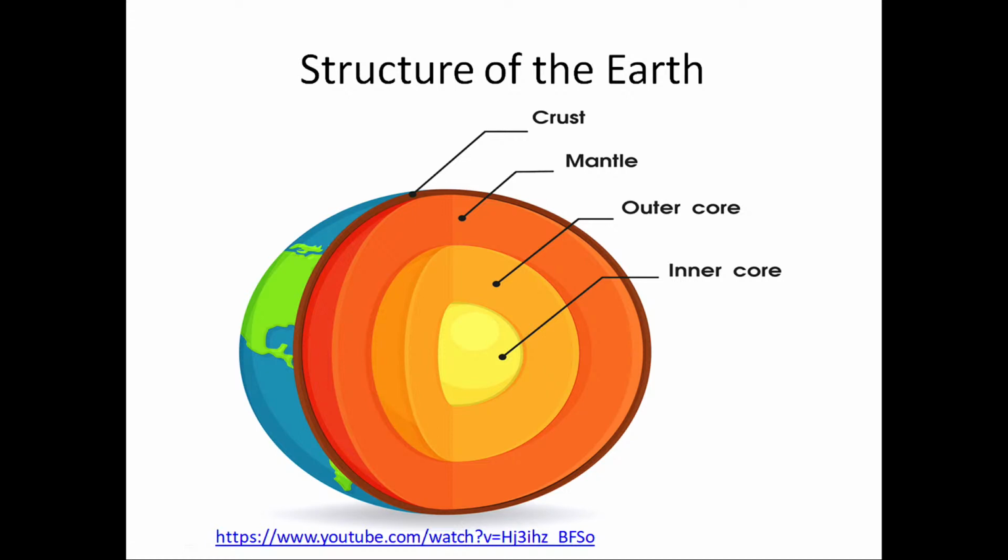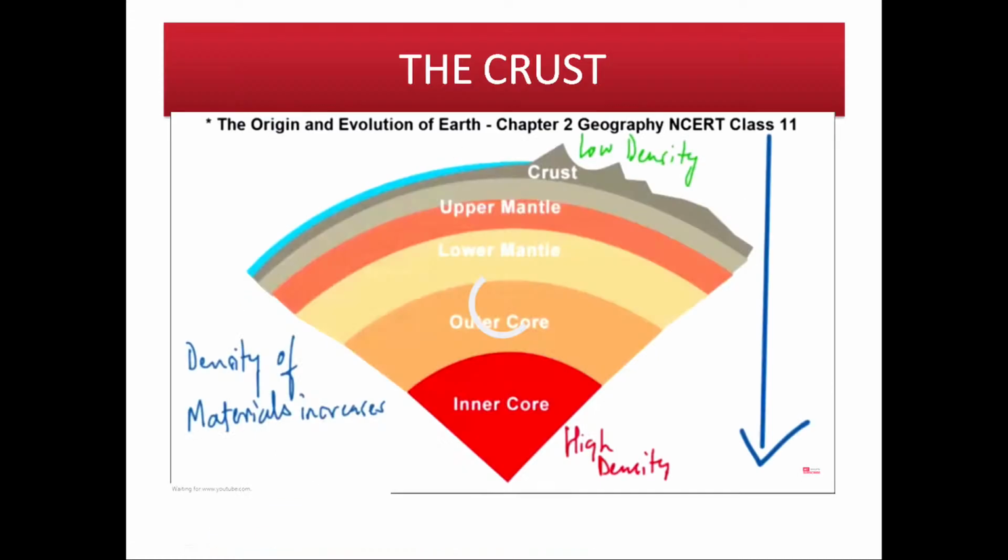For example, if we take an onion and peel it off, what solid part remains inside in the interior is called the inner core. And as we move away from the core, probably the type of material will also change. So this is the structure of the earth.